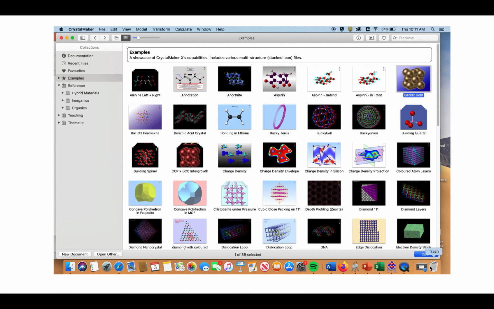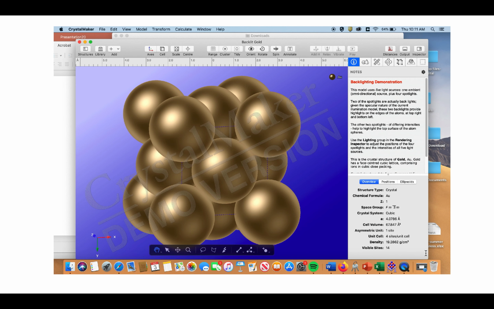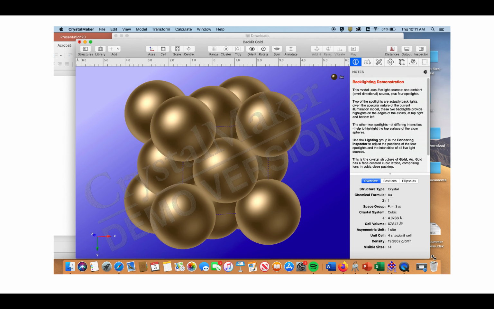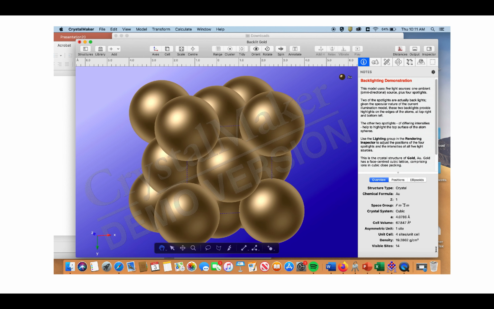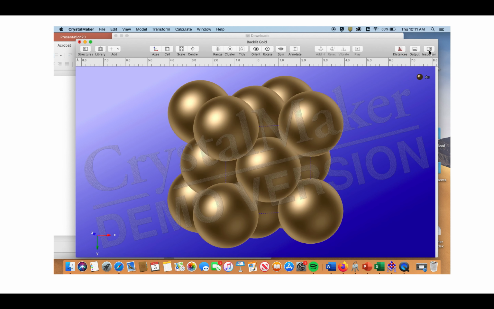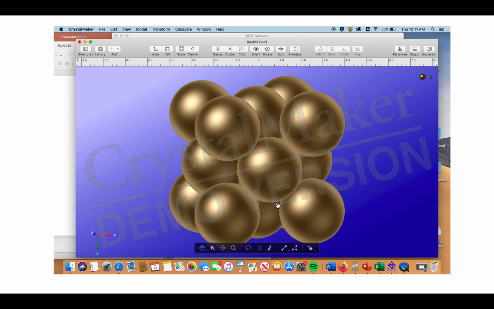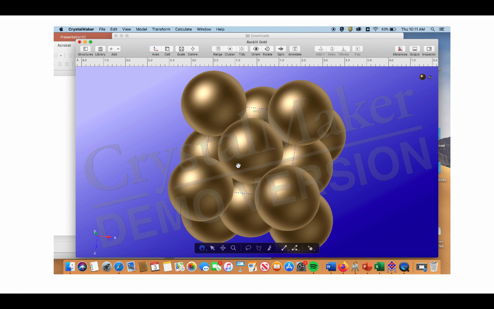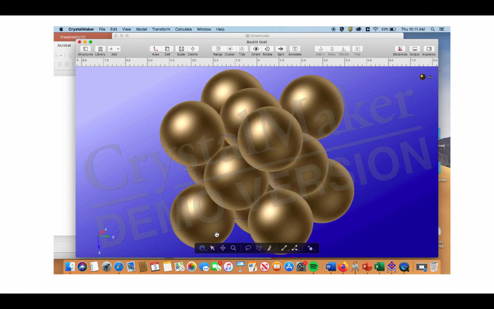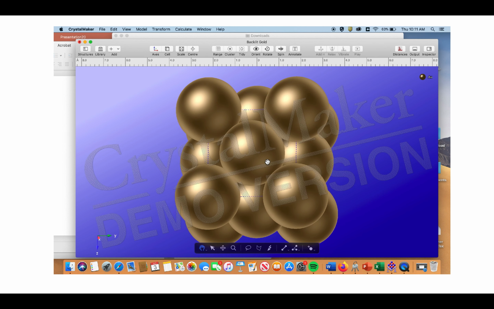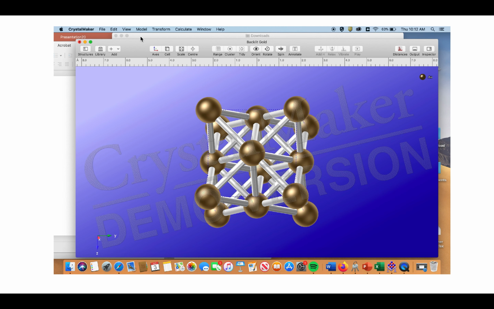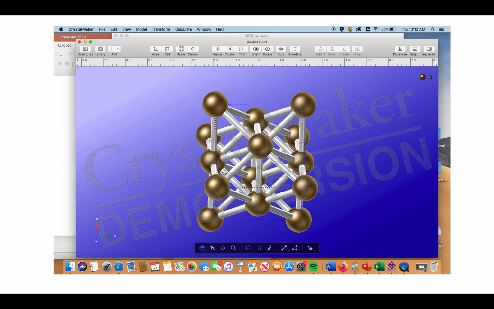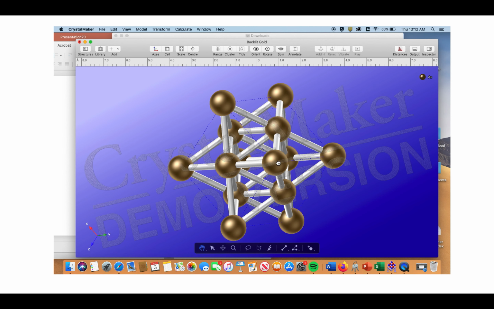I'm going to open up this one for gold. So let me show you how the program works. First of all, by clicking on Inspector, I'm going to get rid of that information that was on the right-hand side. Within CrystalMaker, you can rotate around the structure. When the cursor is on that little hand, that means it's free to rotate around. Under Model, both the ball and stick and the space filling are useful representations. This is the ball and stick representation for gold.